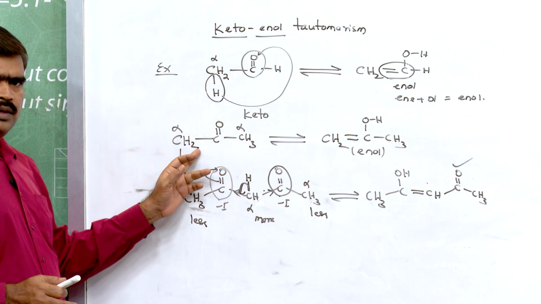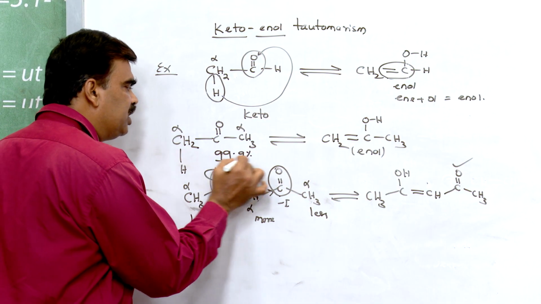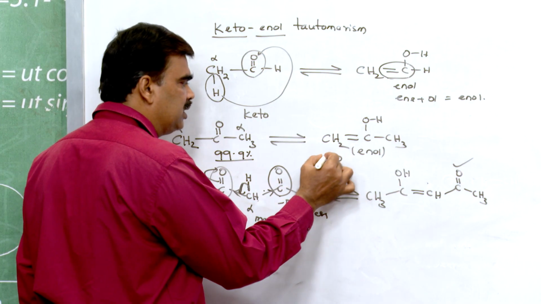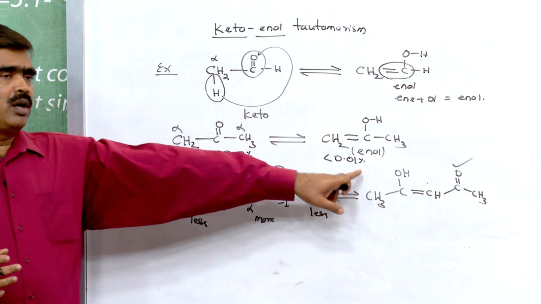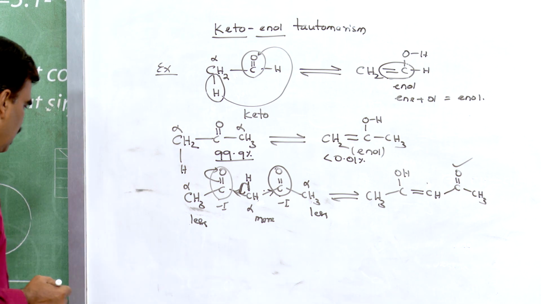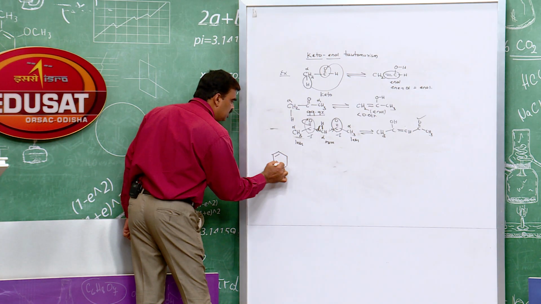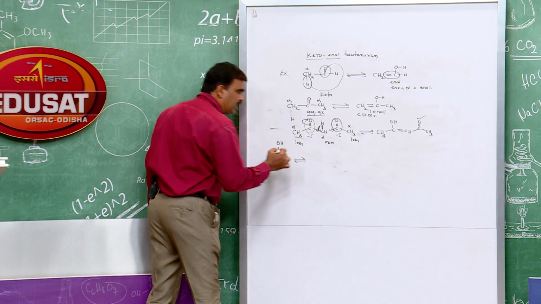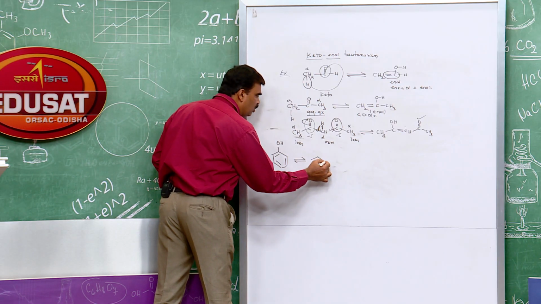If you take acetone, 99.9% of acetone exists in ketonic form in the equilibrium state in a solution, and the enol is less than 0.01%. Now you can imagine the enol form is unstable, but not in all cases. If you take a very interesting example, phenol, this is phenol, right? It can also have a tautomeric form. That means enol can exist with its ketonic form.